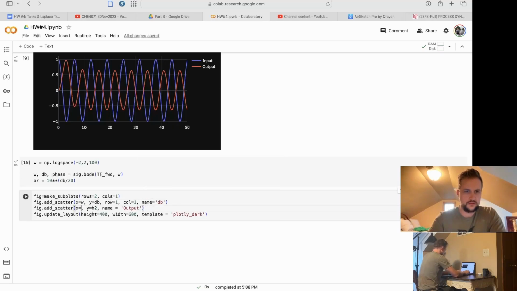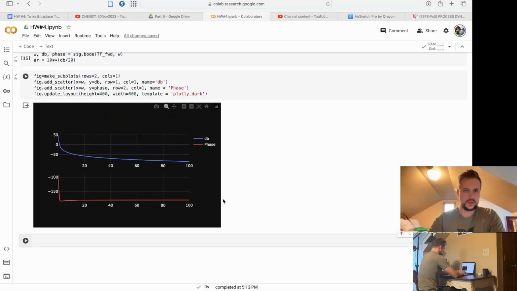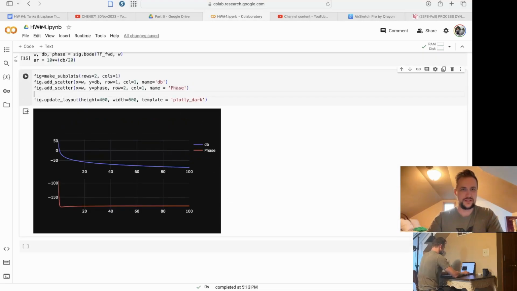In our second, we're going to have also along the frequency line, the Y, what we're assessing here is our phase lag, and this is going to be in row 2, column 1, and this is going to be called our phase. Now we're assessing this on the logarithmic scale, so let's go ahead and update that. Update x-axis, and the type is going to equal our logarithm.